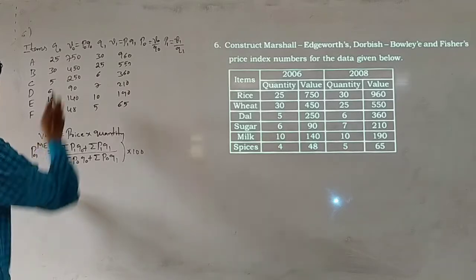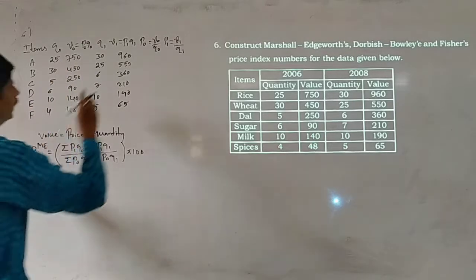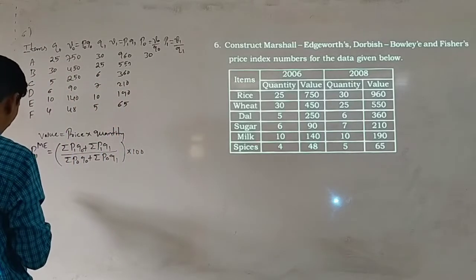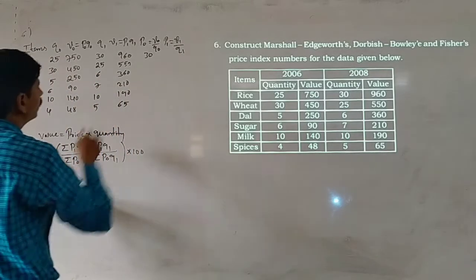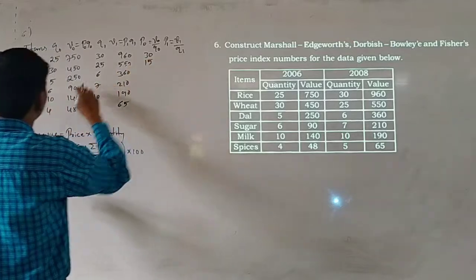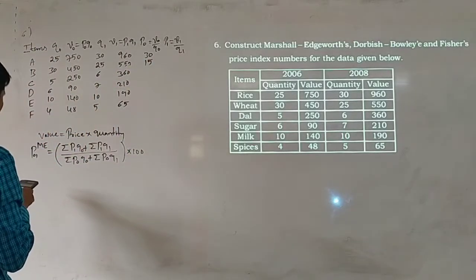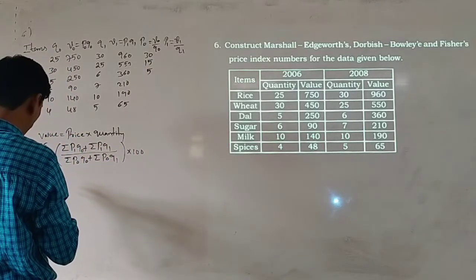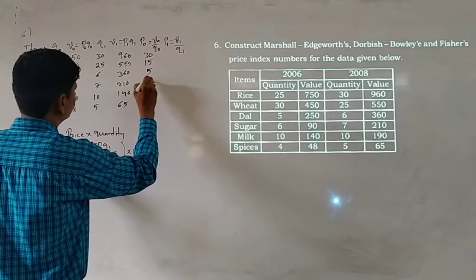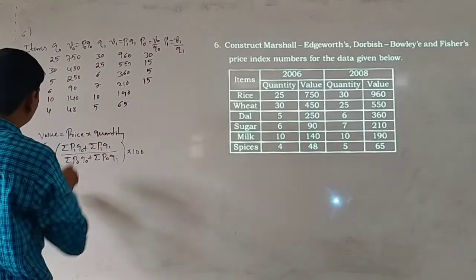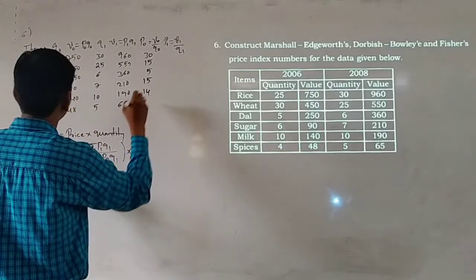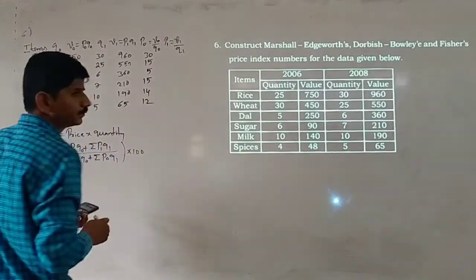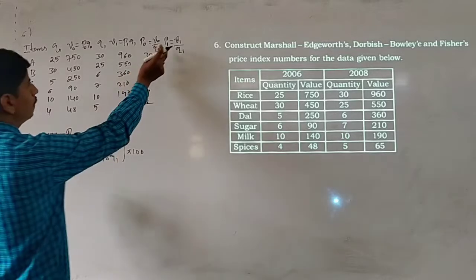750 divided by 25 is 30. The next, 450 divided by 30 is 15. 75 divided by 5 is 15. 90 divided by 6 is 15. 140 divided by 10 is 14. 48 divided by 4 is 12. Okay.